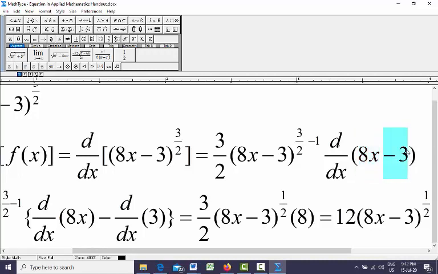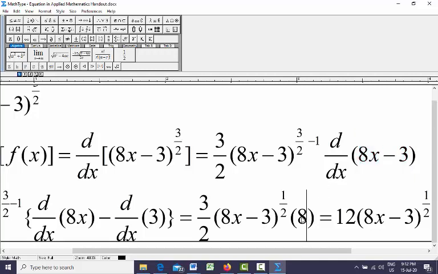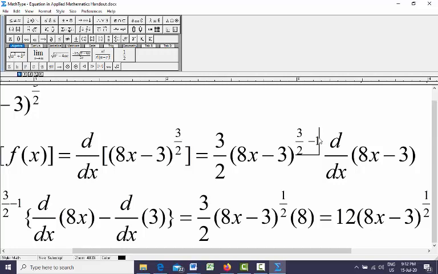And if you do differentiation of this 3, since we do not have any variable with this 3, you get 0. So that means if you do differentiation of 8x minus 3, you get only 8. And from this 3 by 2 minus 1, if you deduct 1 from this 3 by 2, you get half. Power half.